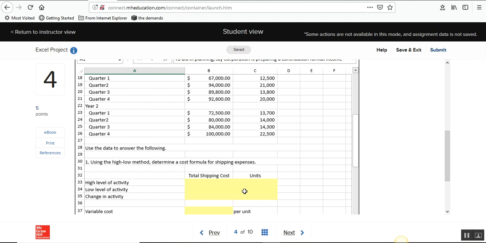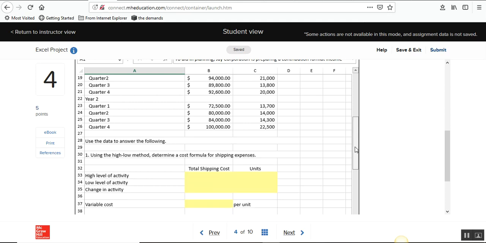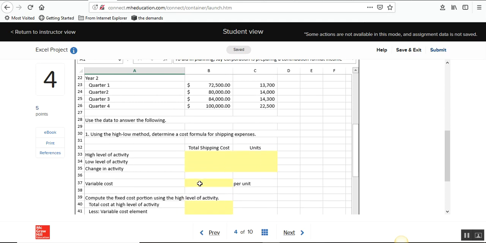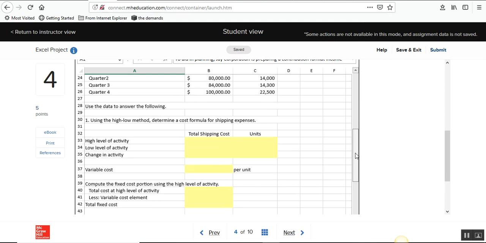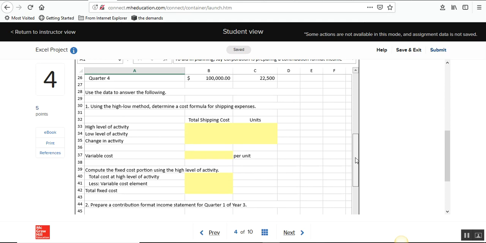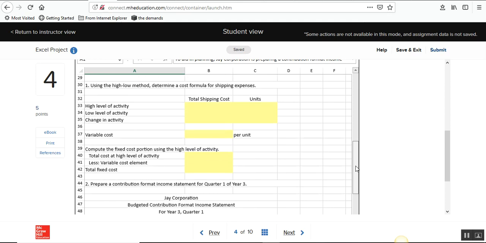And the units also. So you're going to take the difference in those to get the actual change, and then the variable cost per unit when you actually divide that cost by the units. So in this case, you're going to go through that high-low computation to calculate variable cost.